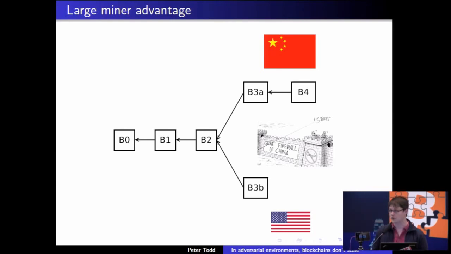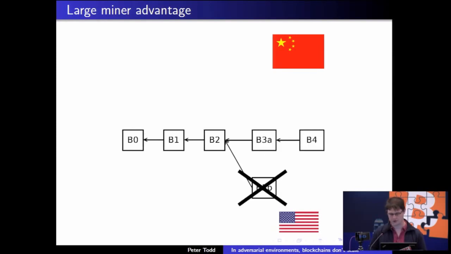The problem comes down to who's going to find the next block after that. Who's going to win the tie? Depending on how the hashing power is distributed, it'll be China. Eventually, both sides come to consensus and learn about each other's blocks. Now, this is a pretty well-known feature of Bitcoin. This is how the system works.